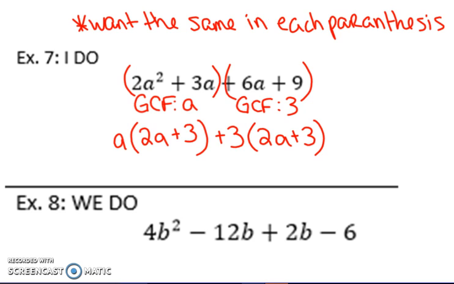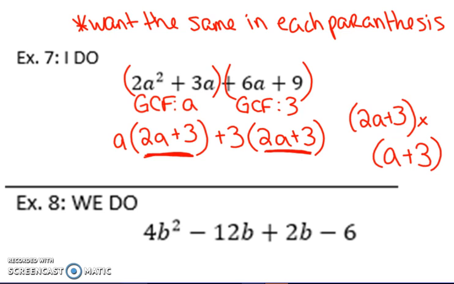Now, this is where we want both the same in each parenthesis. If I look, 2a plus 3 and 2a plus 3. Technically, right now, we're factoring out a GCF. They both have 2a plus 3. So I have 2a plus 3, and I'm going to use what's left in front. This is going to be times a plus 3, because once we factor both of these pieces out that are the same, all we're left with is a and plus 3. Well, distributive property is multiplying, so now we're multiplying.